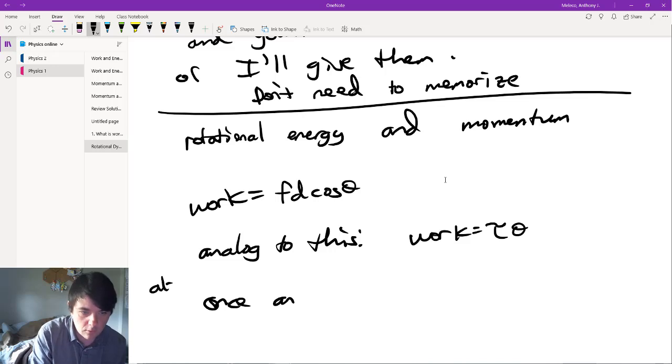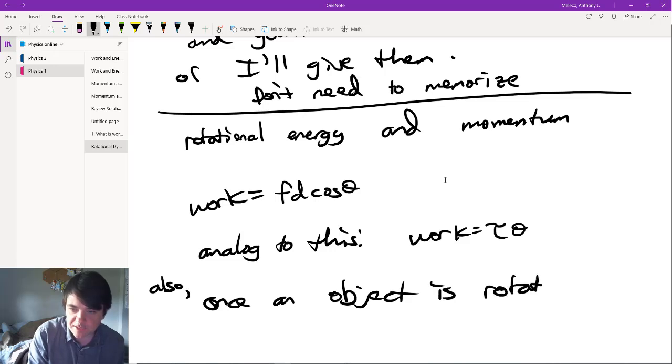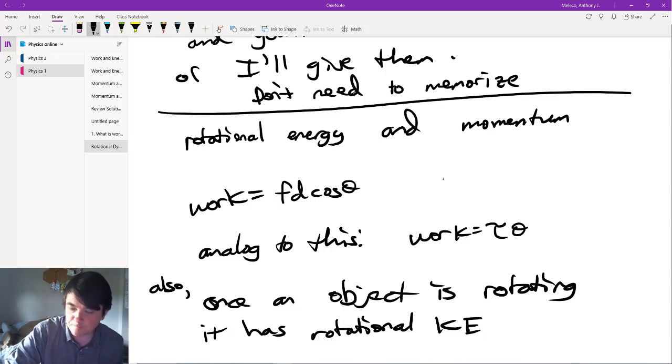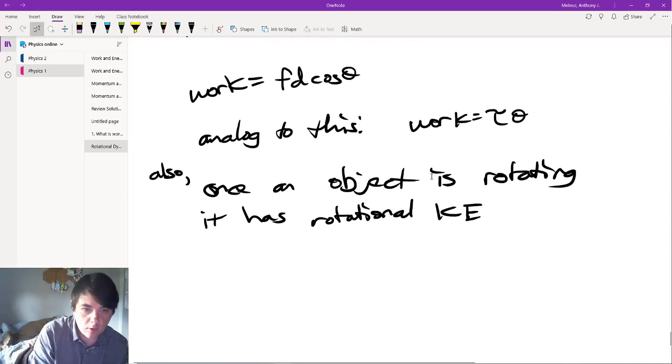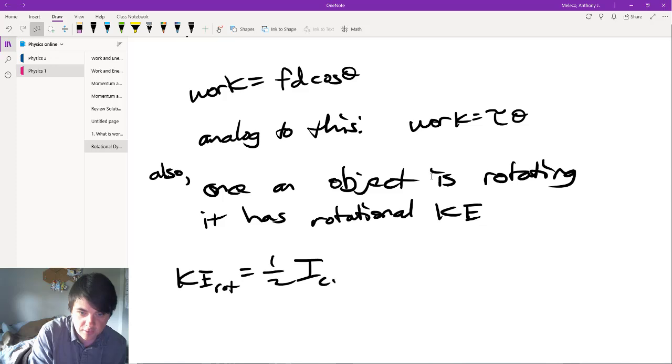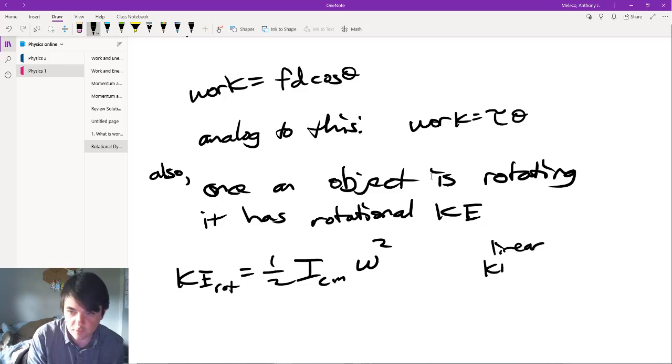Also, once an object is rotating, it has rotational kinetic energy. And so the KE for rotation is 1/2 I omega squared. This is for the center of mass of it, because you're going to be rotating about its center of mass, which serves as its axis. And then again, the linear thing here was 1/2 mv squared. So m is replaced by I. Okay.